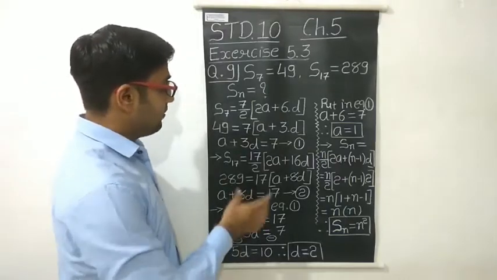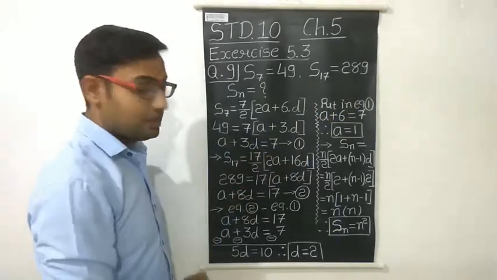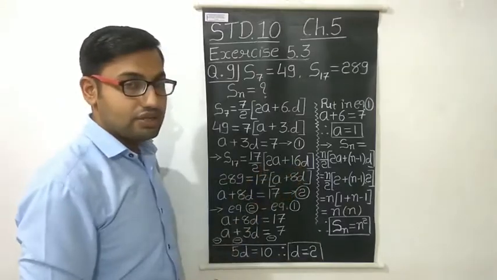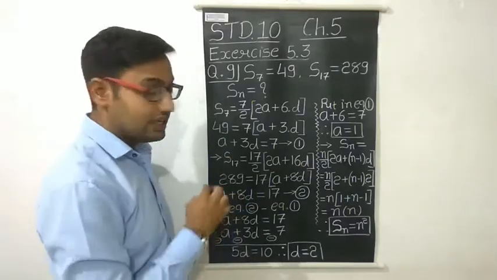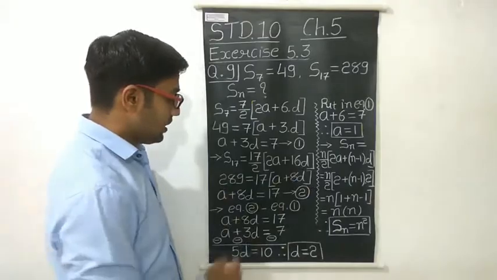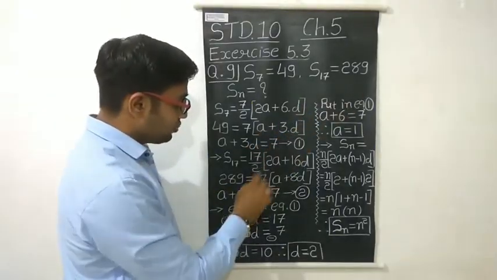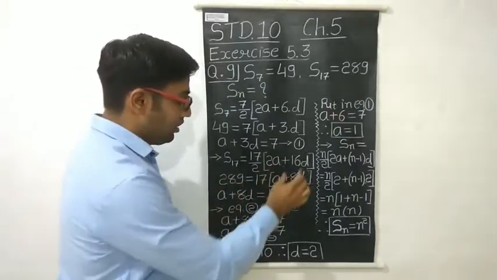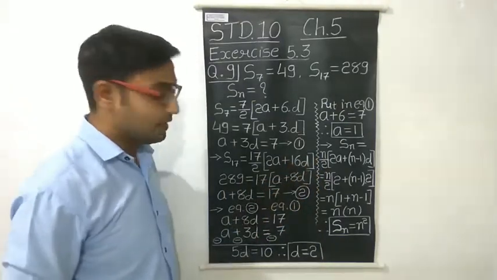Right? In the same way, now do the same thing for S17. S17 equals 17 upon 2 into (2a plus (n minus 1) into d). n equals 17, and 17 minus 1 equals 16, into d. Okay, again take this 2. S17 equals 289. Take this 2 inside the bracket. It will divide the 2a, that gives us a. Also 16 divided by 2 gives us 8d.